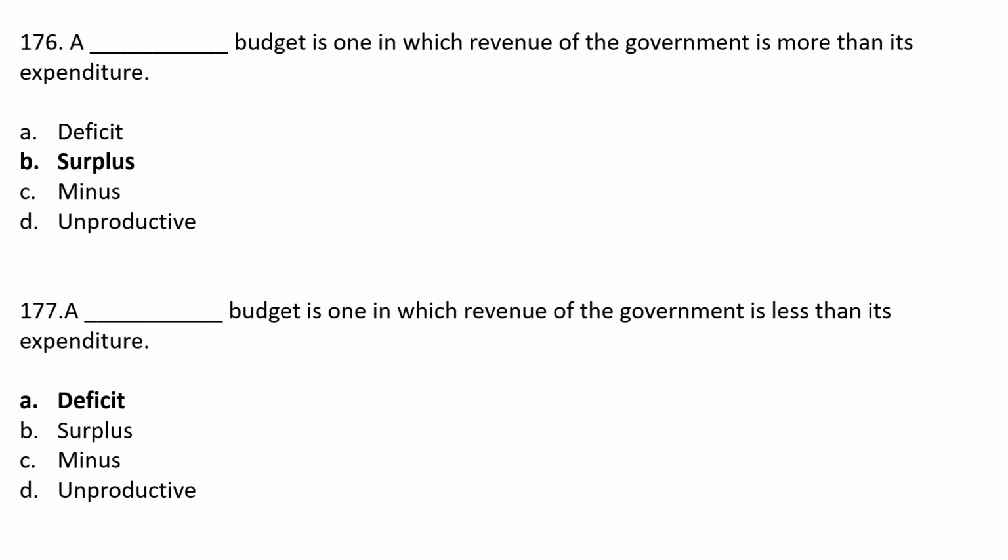A dash budget is one in which revenue of the government is less than its expenditure. Option A deficit, option B surplus, option C minus, option D unproductive. The correct answer is option A deficit. A deficit budget is one in which revenue of the government is less than its expenditure.